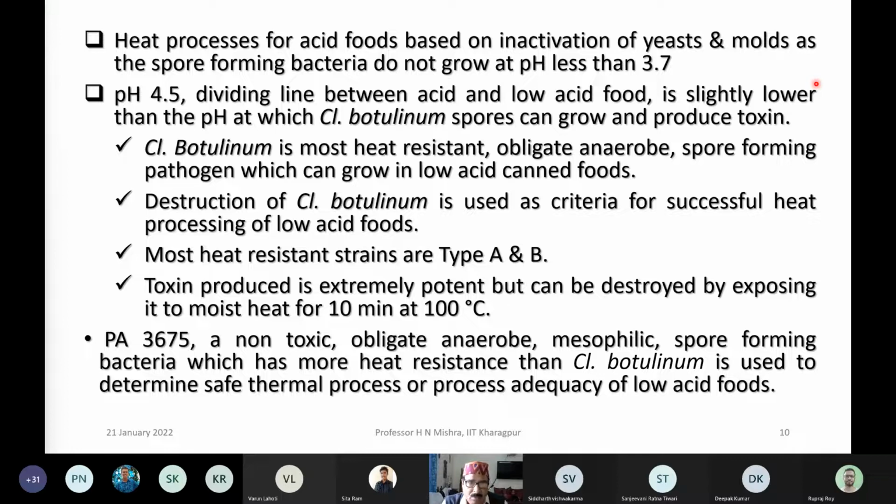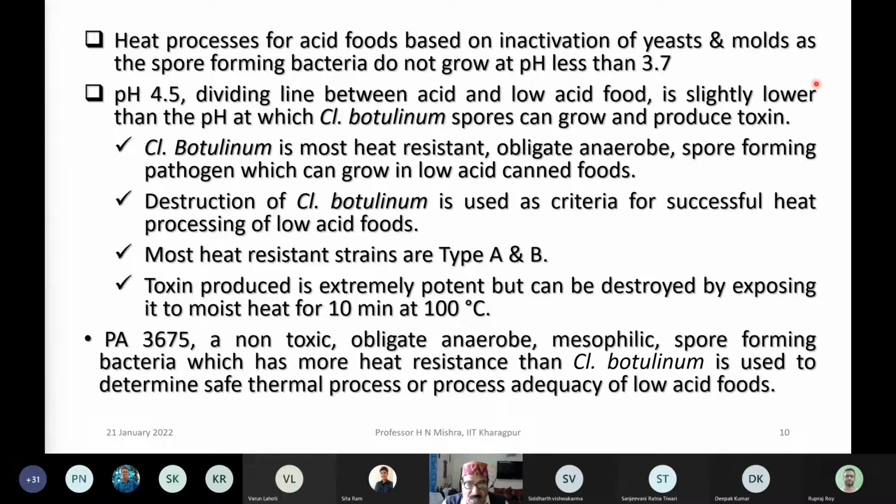The pH 4.5, which we are dividing between acid and low acid food, is slightly lower than the pH at which Clostridium botulinum spores can grow and produce toxin. It means that in low acid food, with pH 4.5 or higher, the Clostridium botulinum spores will grow, multiply and produce toxin. Clostridium botulinum is an obligate anaerobe, and the anaerobic condition inside the can favors its growth. It is a spore forming pathogenic bacteria which can grow in low acid foods.